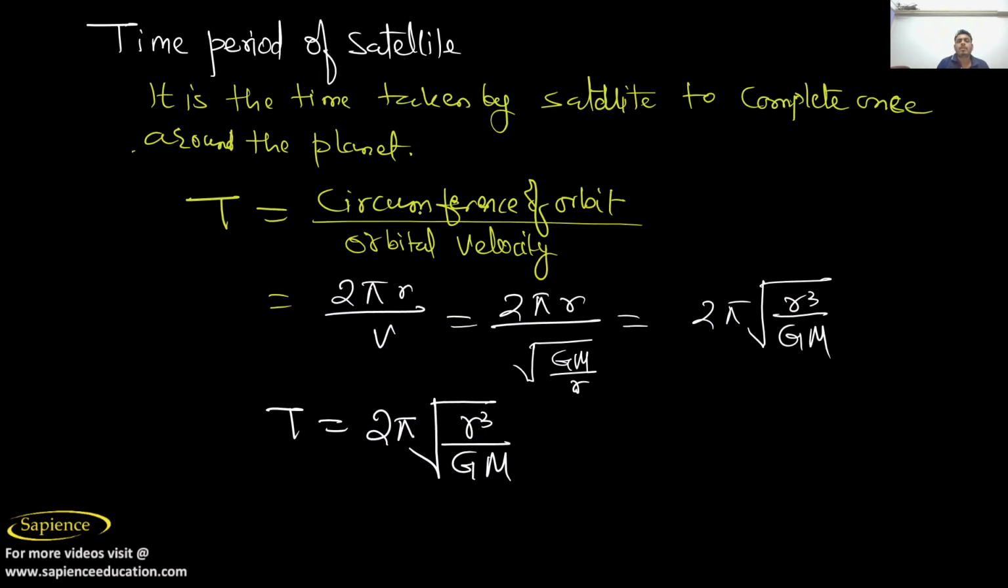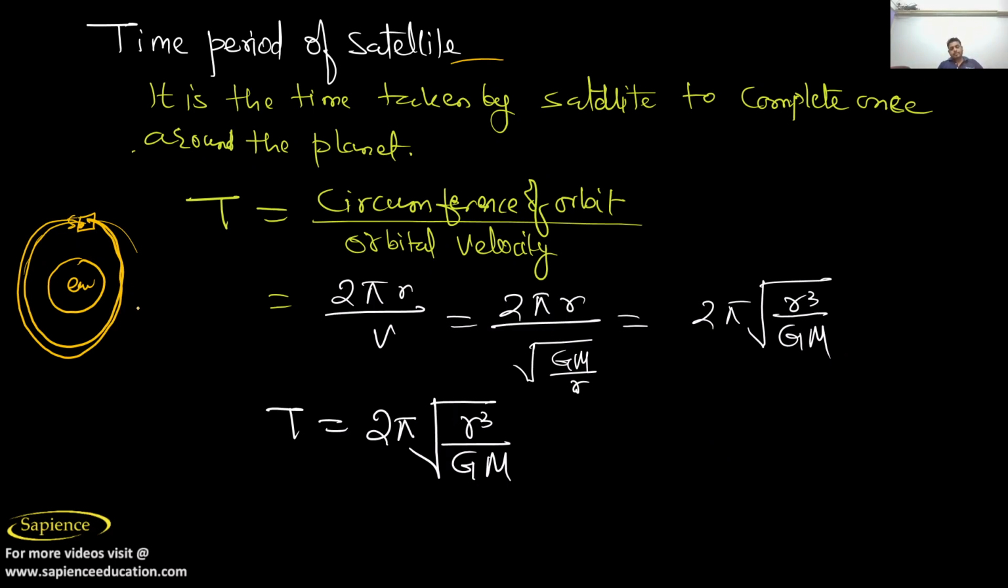Now I am talking about the time period of a satellite. What is the time period? Let us consider this is the Earth, okay? And suppose a satellite is moving around the Earth. So the total time taken to complete one complete orbit is known as the time period of the satellite. That is, the time to complete one oscillation, or one complete path or circle, is known as its time period.